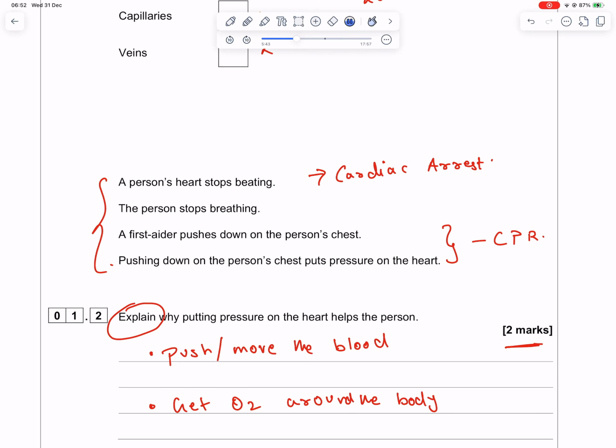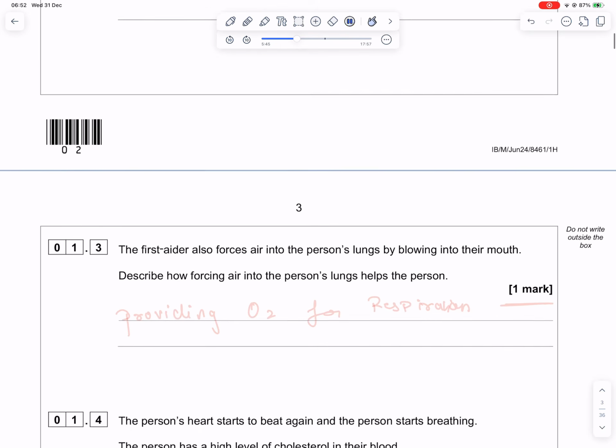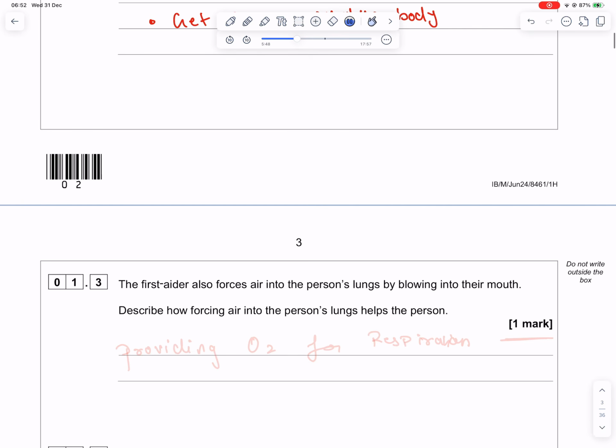Now, let's move on to question 1.3. Reading the question, and again, eyeballing the mark, it is just a one marker: one word, a couple of words, or one sentence. The first aider also forces air into the person's lungs by blowing into their mouth. Describe how forcing air into the person's lungs helps the person.